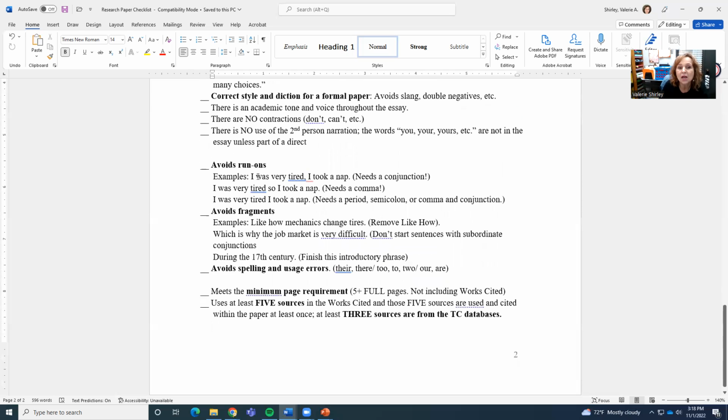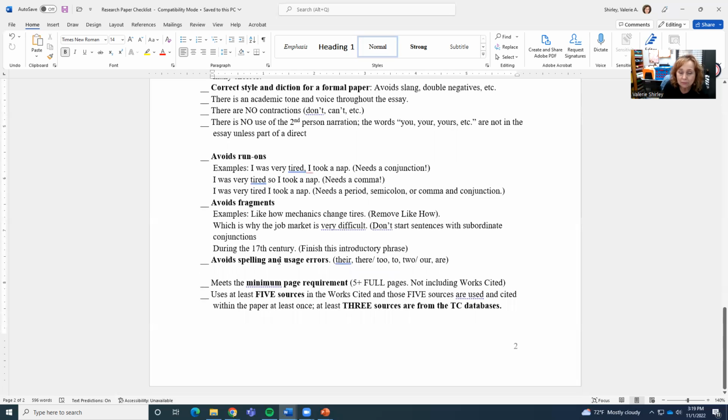Okay, avoid run-ons. I won't go over that. These items right here, we have discussed in our grammar labs, and if you have used those to your benefit, then you know all about this. Make sure your spelling is good and you use the right word and didn't use the wrong word. And then once again, you have a minimum. I cannot grade this paper unless it's at least 4 full pages, but we want it to be 5 to 7 pages long, not including the works cited. The works cited shows up after the entire paper.